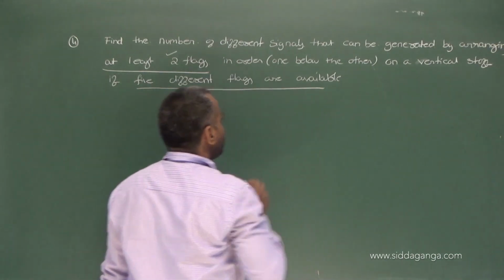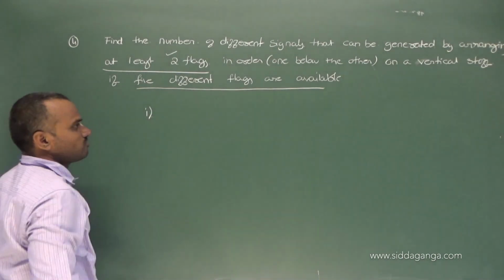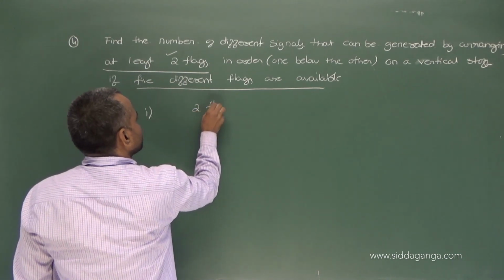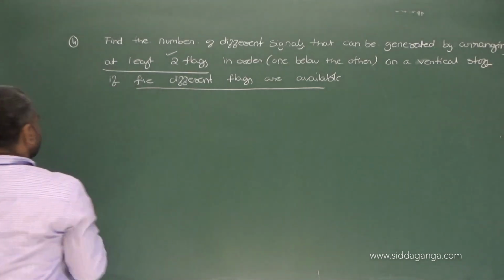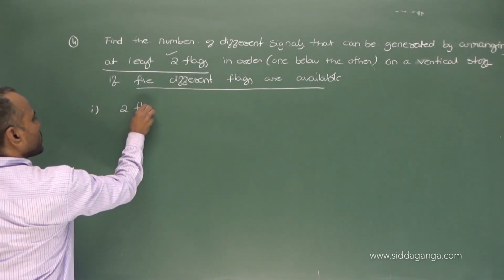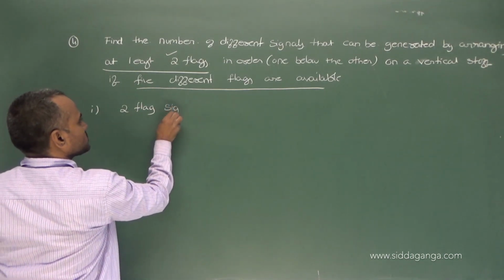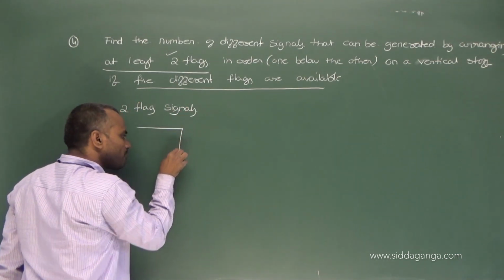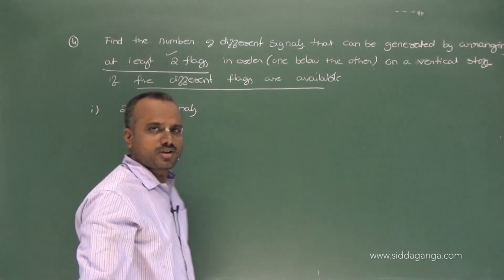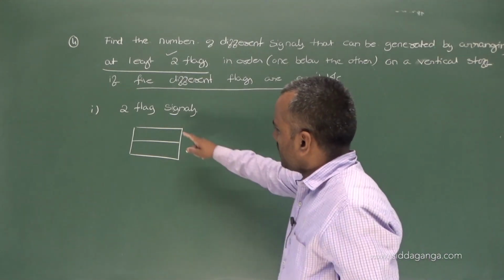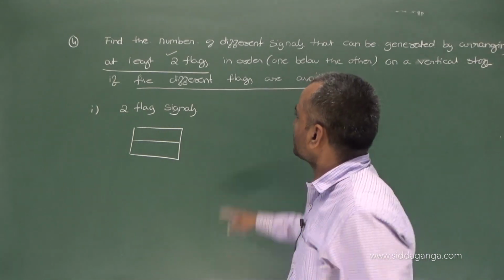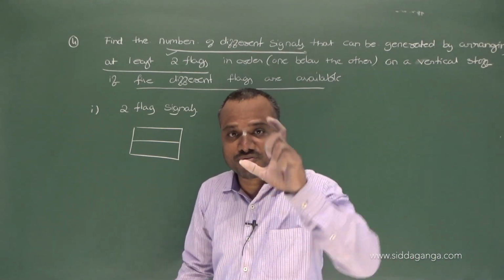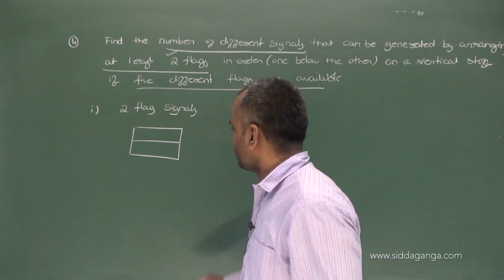Very interesting problem. Solution. First we observe the concept. What he has given? At least 2 flags. One by one I write. First one, 2 flag signals, because he wants 2 flag signals. Data is given: 5 different flags and number of different signals that can be generated. Number of different signals means repetition is not allowed.